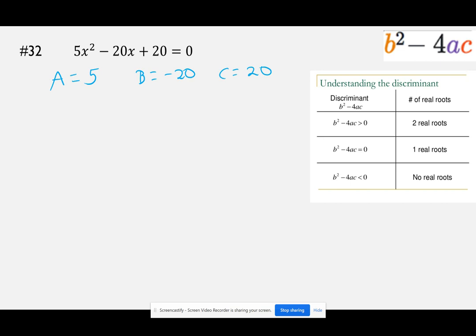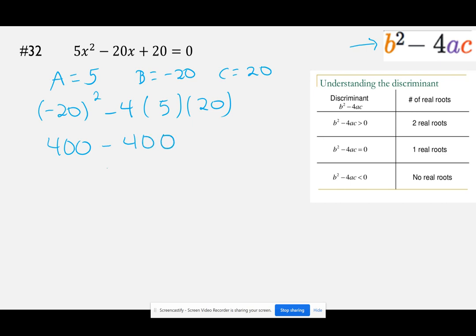Okay, so I'm going to substitute into this equation right here. So my B is -20 squared minus 4, and then I have A times C. Well, we know our A is 5 and our C is 20. Okay, -20 squared, that's like saying 20 times 20 because we know a negative times a negative is going to give us a positive. So that's 400. -4 times 5 is -20. -20 times +20 gives me -400. So my answer is 0. This is my discriminant.